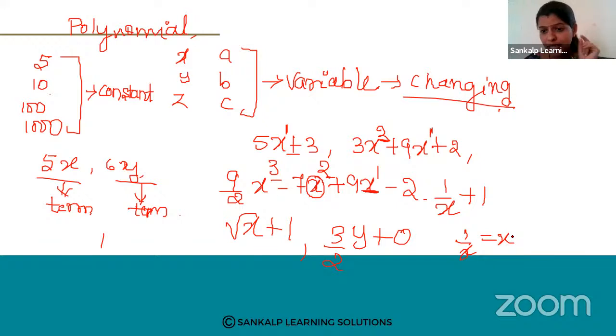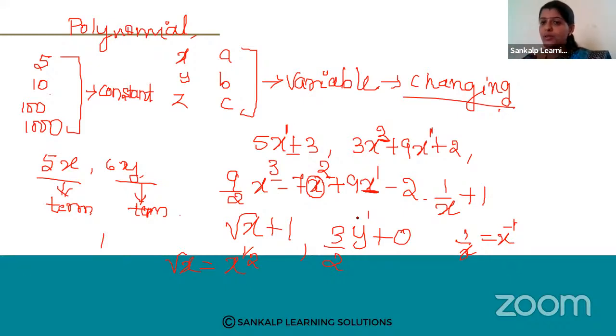1 divided by x means the power of x is minus 1. X raised to minus 1. If I write root x, then what is the power of x? It is 1 divided by 2. Already you know this, right? So x raised to 1 by 2. Next, here the power of y is 1.